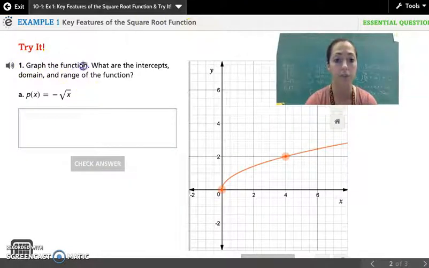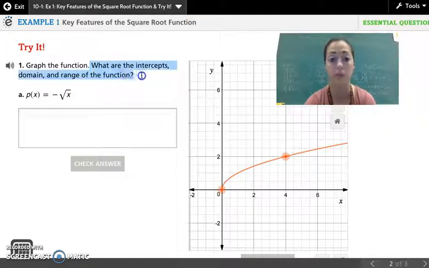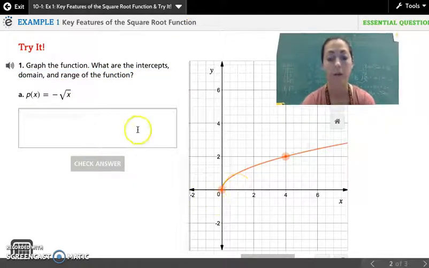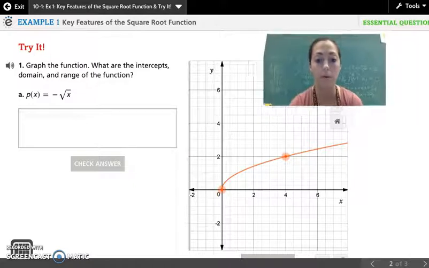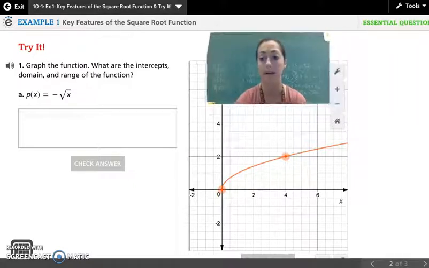It says for the try it, graph the function. What are the intercepts, the domain, and the range of the function? So go ahead, pause the video, hit play, and see if you get the same answer as me.